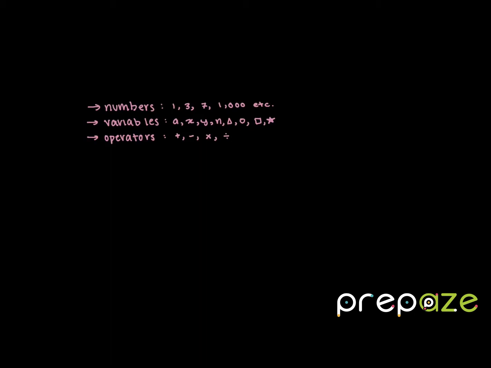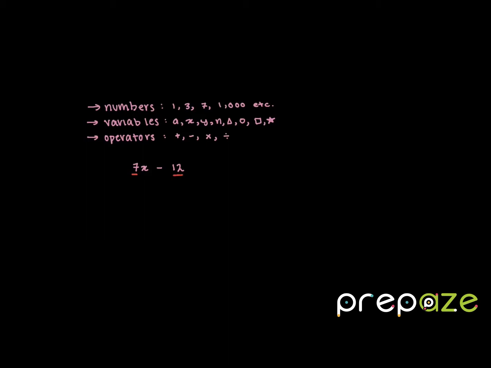So let's say that I have 7x minus 12. The first thing I want to do is identify all of the numbers in this expression. First, I have the 7, and next I have the 12. So these are my numbers.